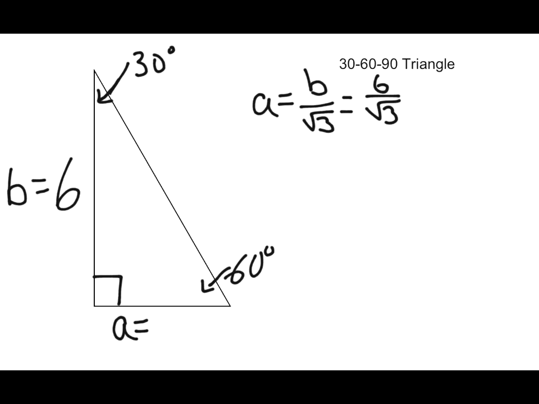The rules of algebra state that you have to rationalize your denominator. So I need to multiply by square root of 3 over 3. That would give me 6 square root of 3 over 3, which then simplifies to 2 square root of 3.